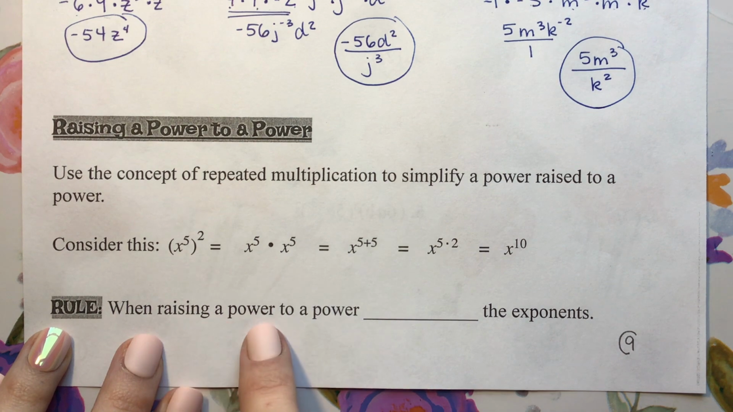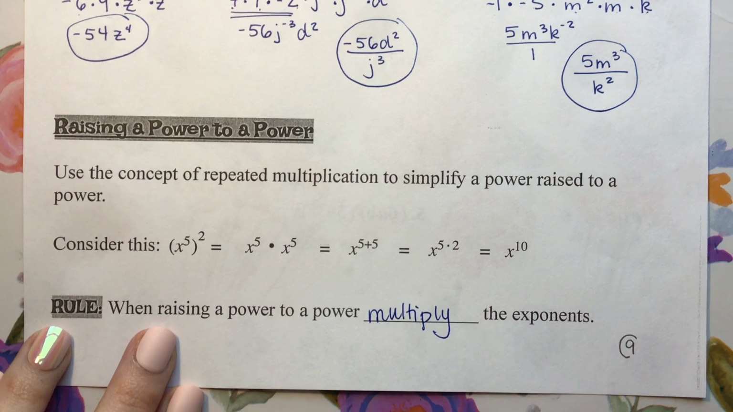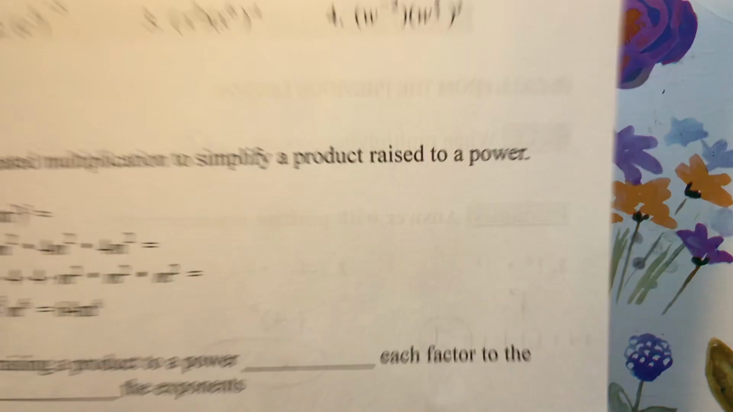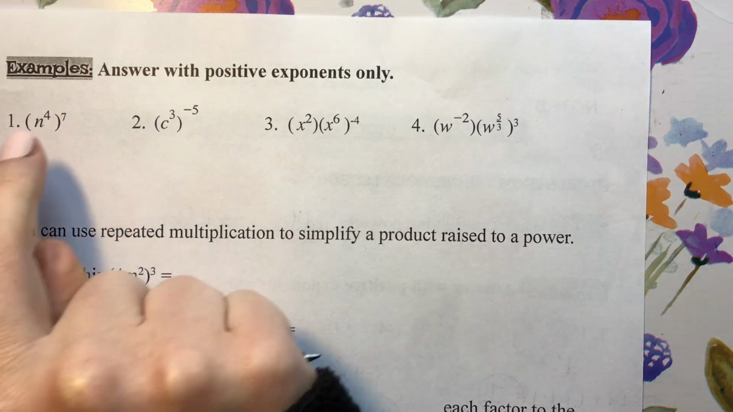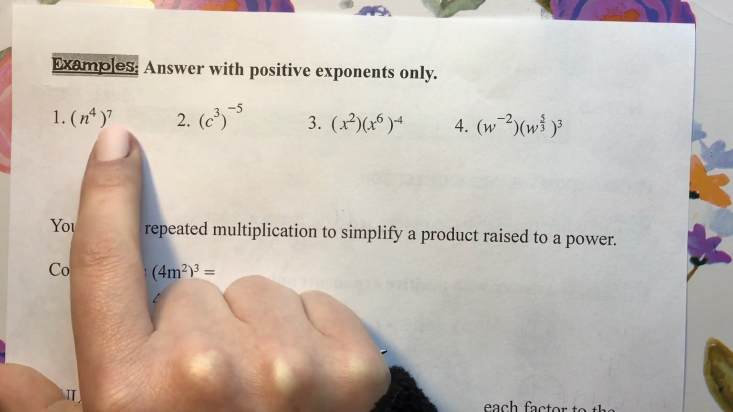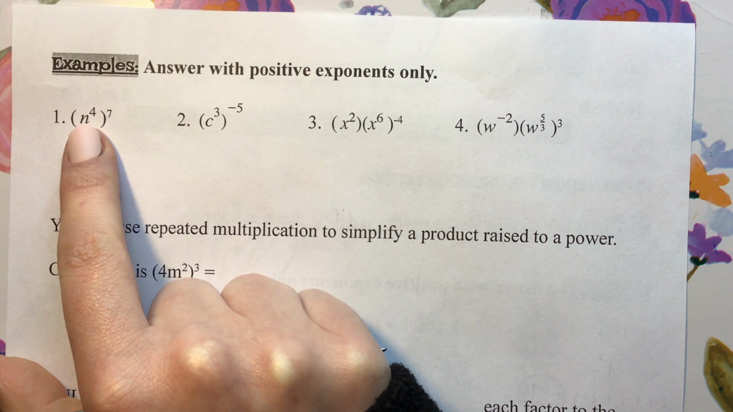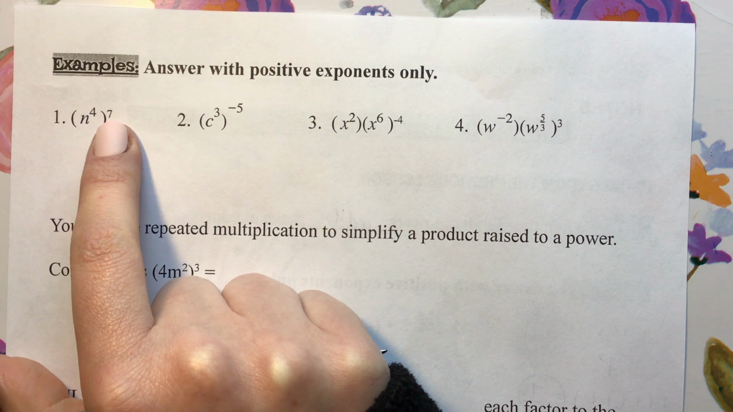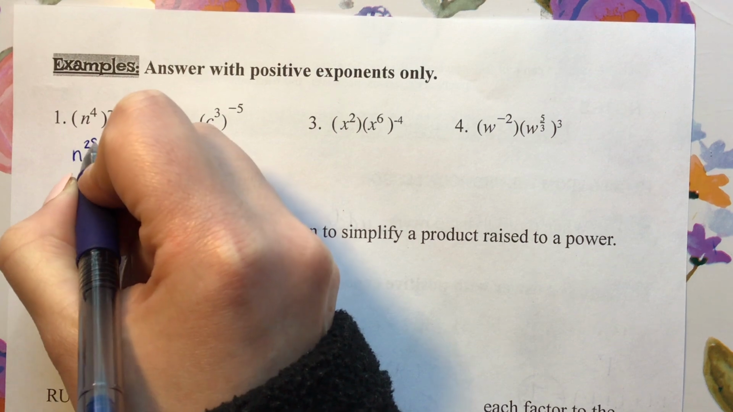In other words, when raising a power to a power, you multiply the exponents. Let's do a couple examples like that. Here I have n to the fourth raised to the seventh. When I have a set of parentheses with an exponent in the middle, and then an exponent is also on those parentheses, that's raising a power to a power. So I'm going to take 4 times 7, which is n to the 28th.